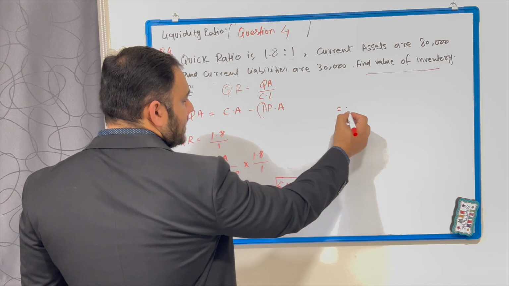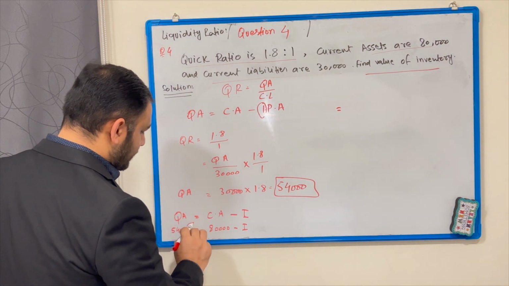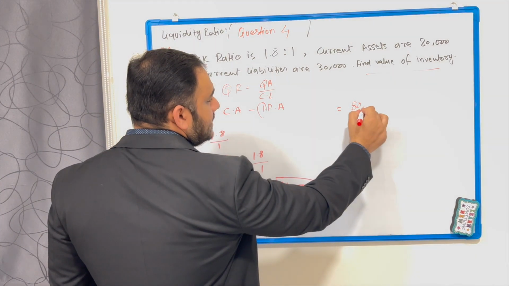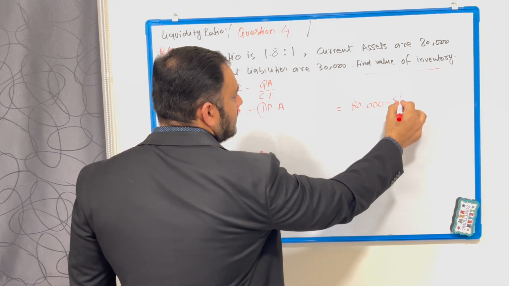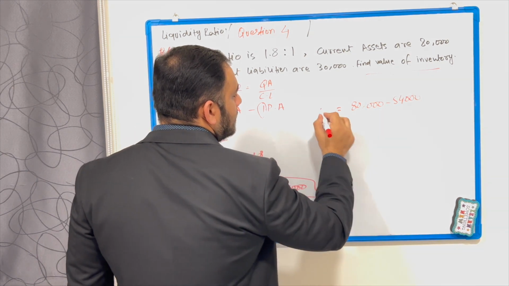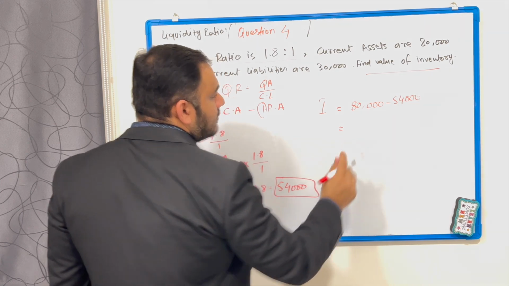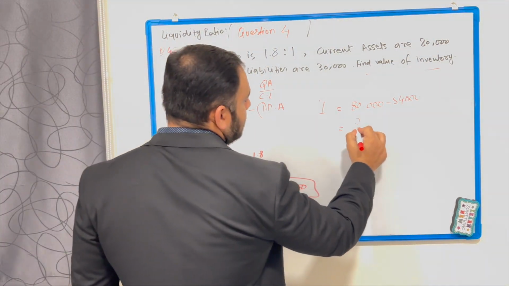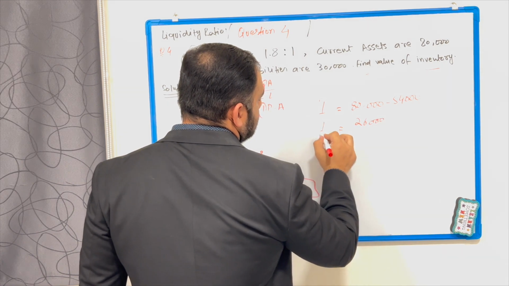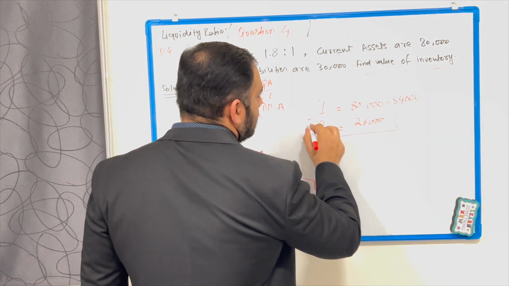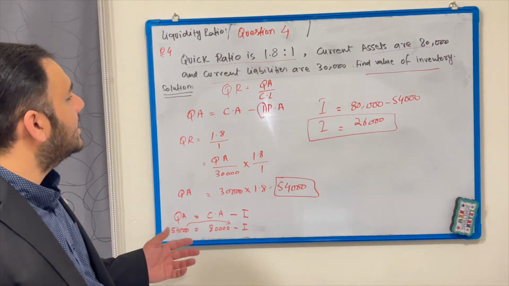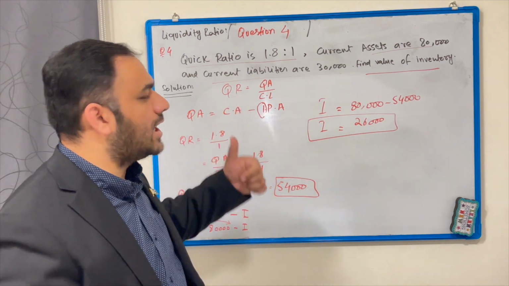So we can simply say we will bring this 54,000 here. When it comes here, it will become minus. 80,000 minus 54,000, okay, it will become 26,000. So inventory is 26,000. This is how you find the inventory when quick assets are not given.